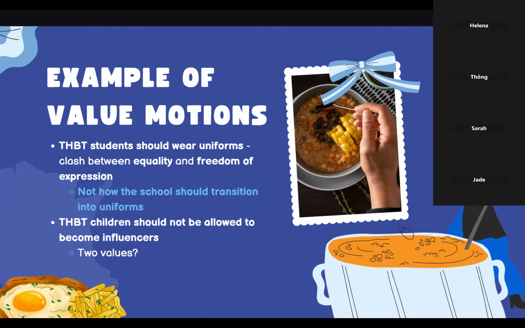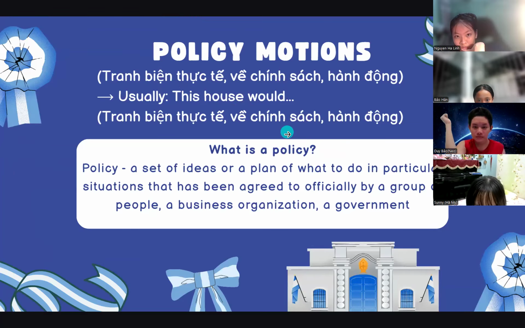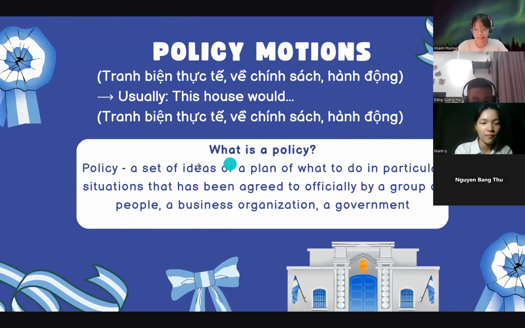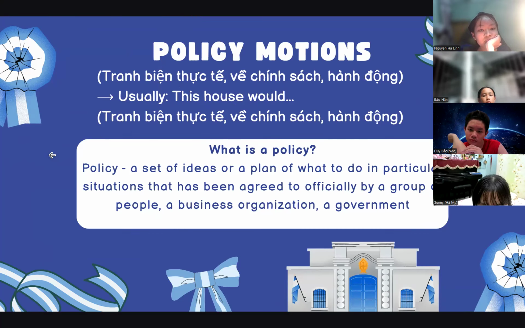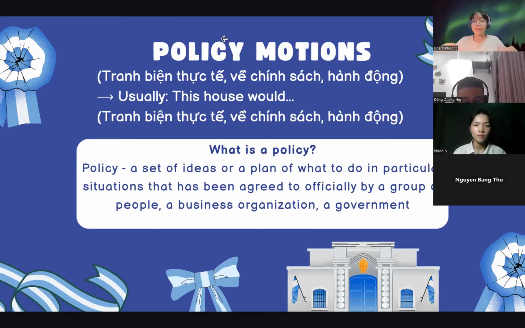Okay, the last one we have is policy motions. On the screen, it already has the meaning of what a policy is. But you can also try to explain on your own what you think a policy is by looking at the screen first. I will not explain, but you can read on the screen a bit, and then you can explain what policy is in your own words. I'll give you 1 minute to read a bit, and then explain on your own what you think a policy is.